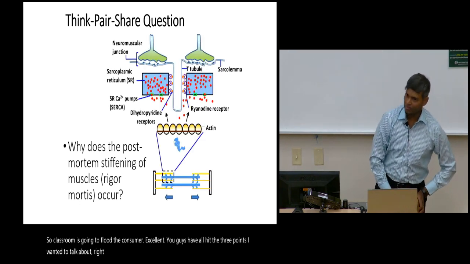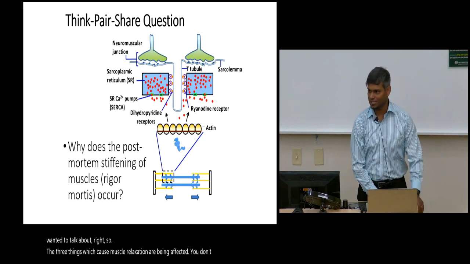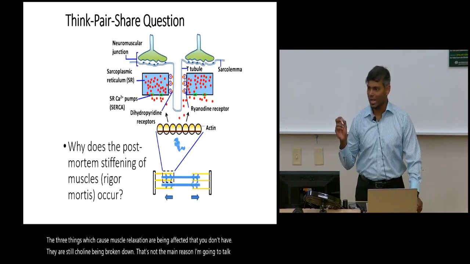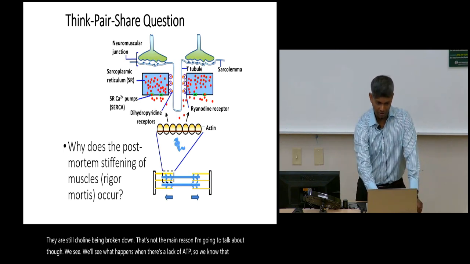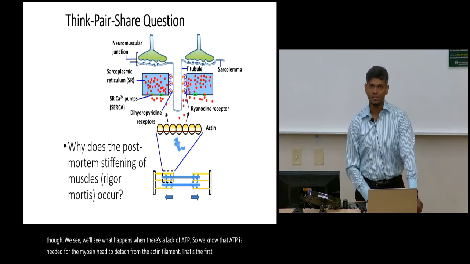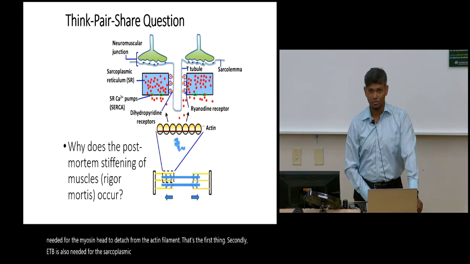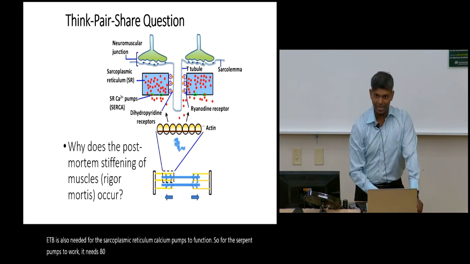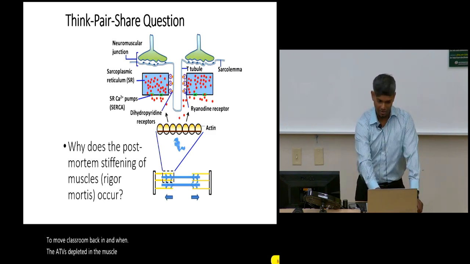So the three things which cause muscle relaxation are being affected. You don't have the acetylcholine being broken down. That's not the main reason I'm going to talk about, though. We'll see what happens when there's a lack of ATP. So we know that ATP is needed for the myosin head to detach from the actin filament. That's the first thing. Secondly, ATP is also needed for the sarcoplasmic reticulum calcium pumps to function. So for the SERCA pumps to work, it needs ATP to move calcium back in. And when the ATP is depleted in the muscle, it causes calcium to flood the thin filament.